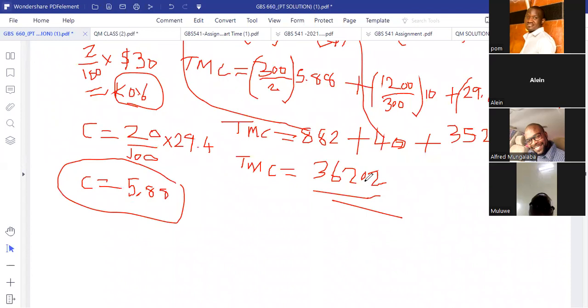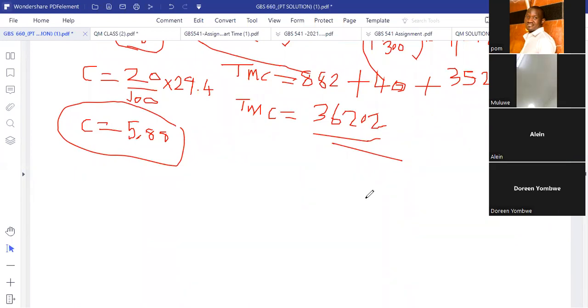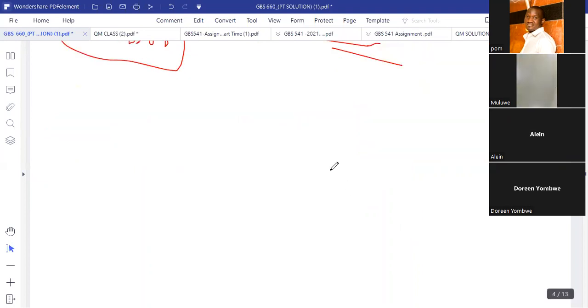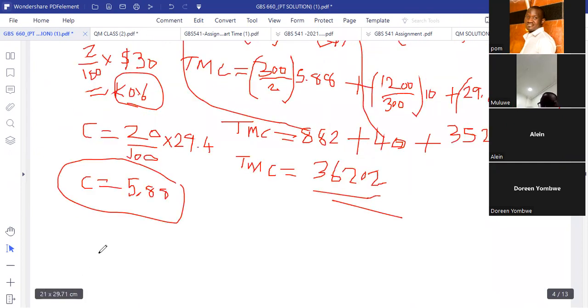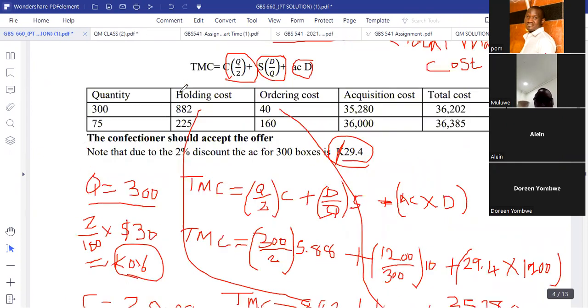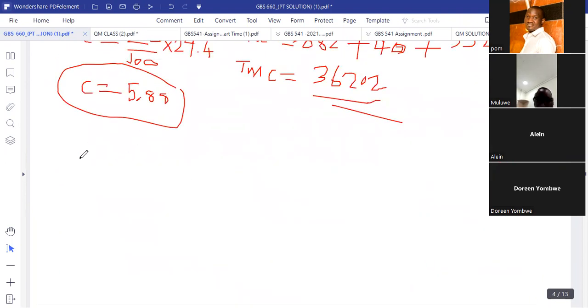Similarly, we can also get down to the other one here, where we now look at: can we order the 75, the current boxes of 75? So at Q75, we are going to compare which one will be cost saving, which one will be cheaper between the two ordering policies.